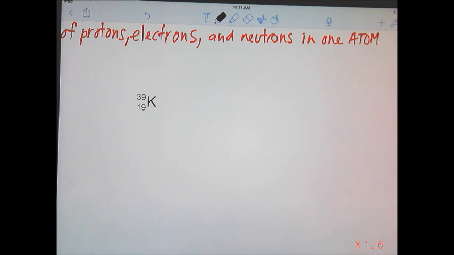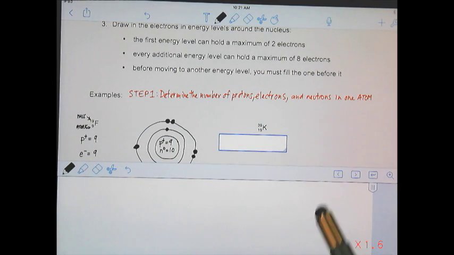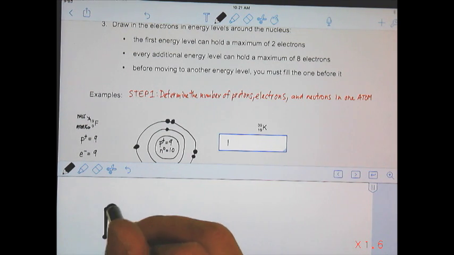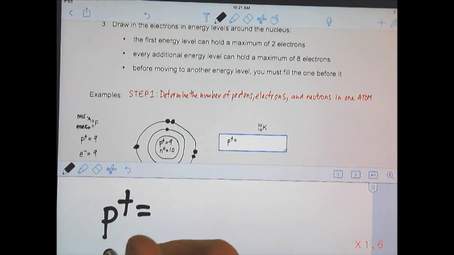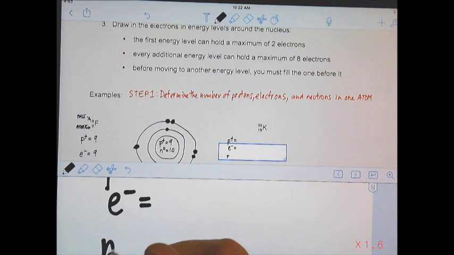In the second example, we'll draw a Bohr-Rutherford diagram for potassium. So we have to follow the same steps. The first step is to determine the number of protons, electrons, and neutrons using the atomic number and the mass number. So let's figure this out.